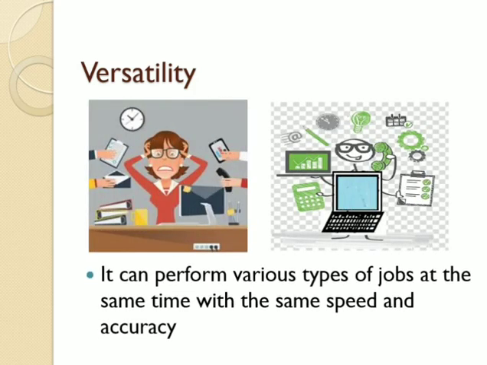It can perform various types of jobs at the same time with the same speed and accuracy. As humans, we can do only one task at a time. If we try to do more than one task, we can make mistakes and get confused also. But a computer can do various types of jobs at the same time with the same speed and accuracy. So we can say that a computer is a versatile machine.